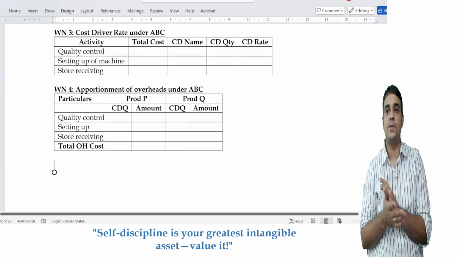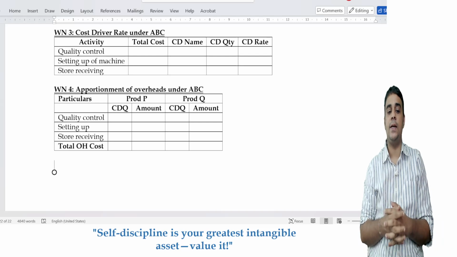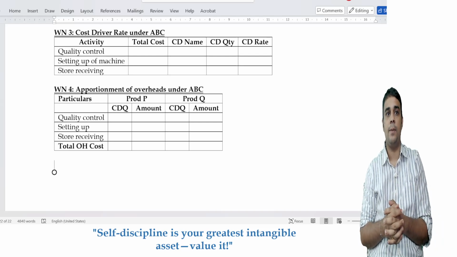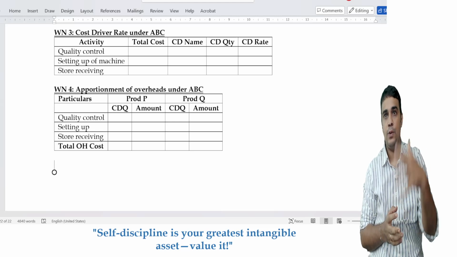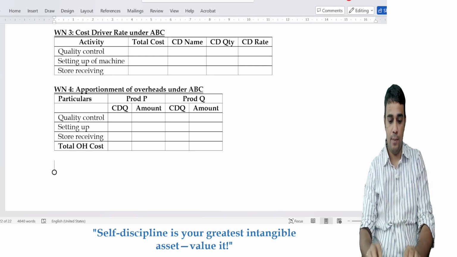Activity, total cost, CD name, CD quantity, CD rate. QC, setting up and store receiving. Apportionment of overheads under ABC. You will have to note down the various items. Come down, note.